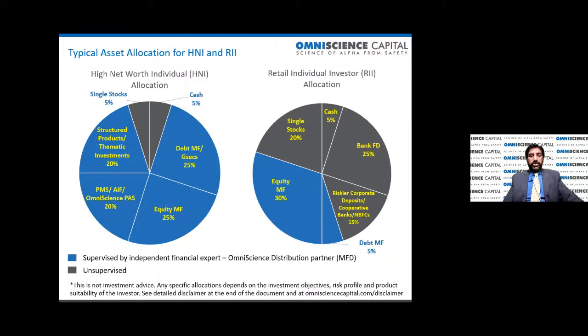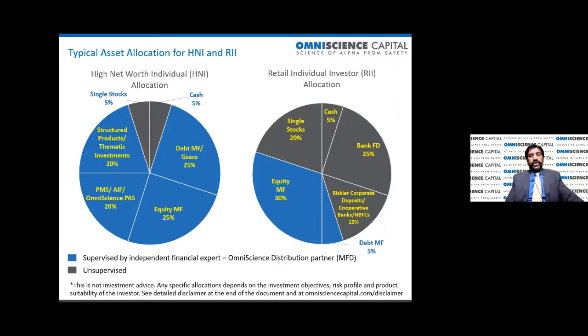Right, and you can see the kind of allocations for this is primarily, 25 to 30% would be in debt mutual funds, GSECs, or other kind of equity, fixed income instruments. And again, these are indicative figures. Okay, so there's no hard and fast that this is how much a particular HNI is invested, but on a typical investor, equity mutual funds would be about 25%. PMS, AIF, or portfolio advisory services like us from us or other advisors, that would be around 20%. And structured products and thematic investments would be around 20%.